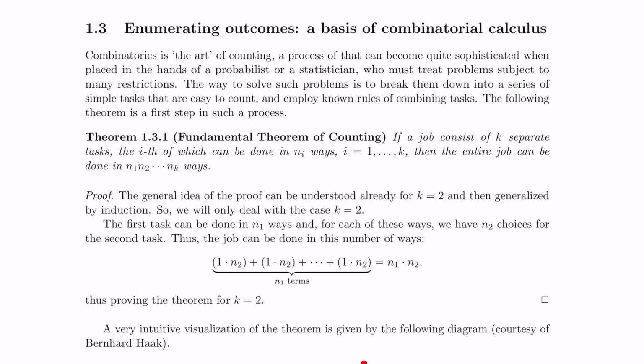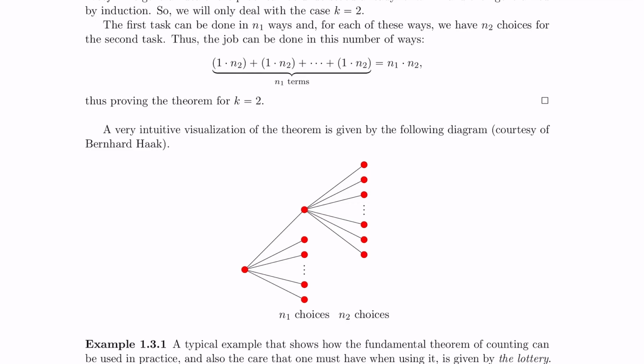The proof can be more easily understood with the help of this picture. When k equals 2, we can subdivide the entire job into 2 tasks, this one and this one. Task 1 can be performed in n1 ways, and for each way we have n2 choices to perform the second task. If you count all the possibilities, you find 1 times n2, as it is written here, plus itself, and so on, n1 times. So at the end, you find that the job can be performed in n1 times n2 ways.